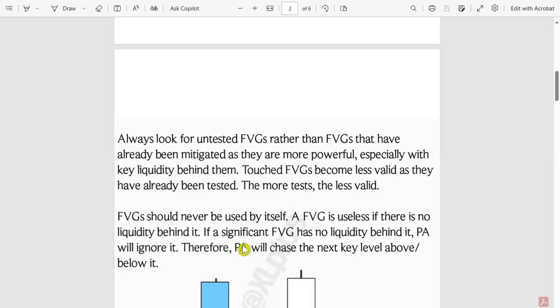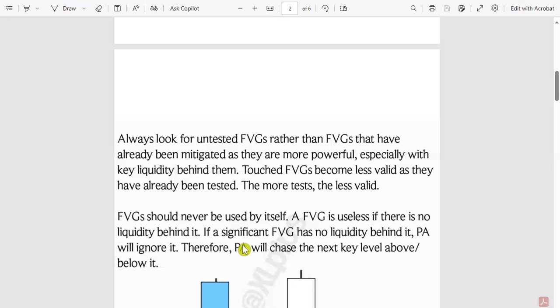Make sure you only wait for price to mitigate the untested fair value gaps. And it has to be an area where there is already a liquidity sweep or a turtle soup has already been formed before formation of that fair value gap. That's going to be your more valid fair value gap.